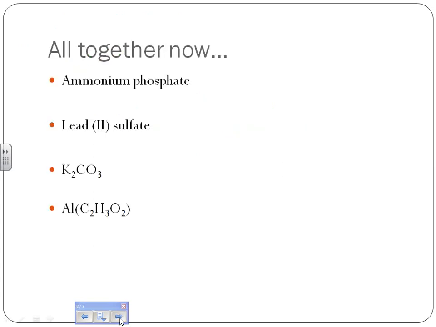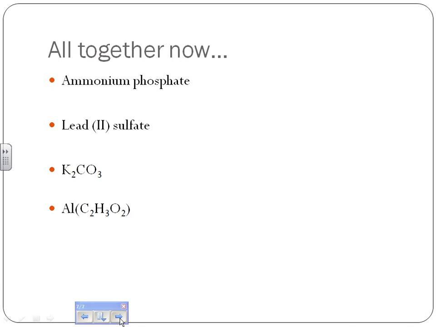Well, hopefully that's been helpful. And here's some of the different ways we can put together ionic names and formulas. So what I'd recommend you do is hit pause on this screen, try these 4, and then come back in a couple minutes and see what they end up looking like.